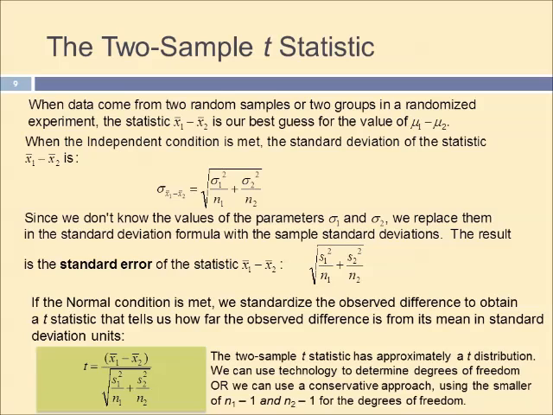The two-sample t-statistic has approximately a t-distribution. And we can use technology to determine degrees of freedom, or we can use a conservative approach. The conservative approach is to take the smaller of the two sample sizes and then subtract 1.